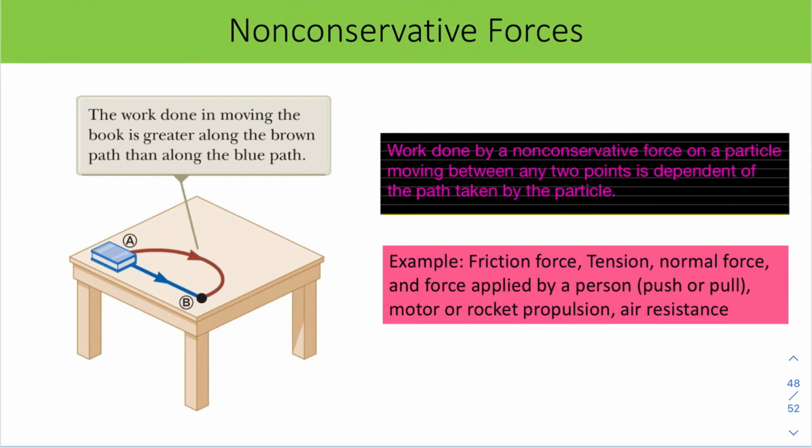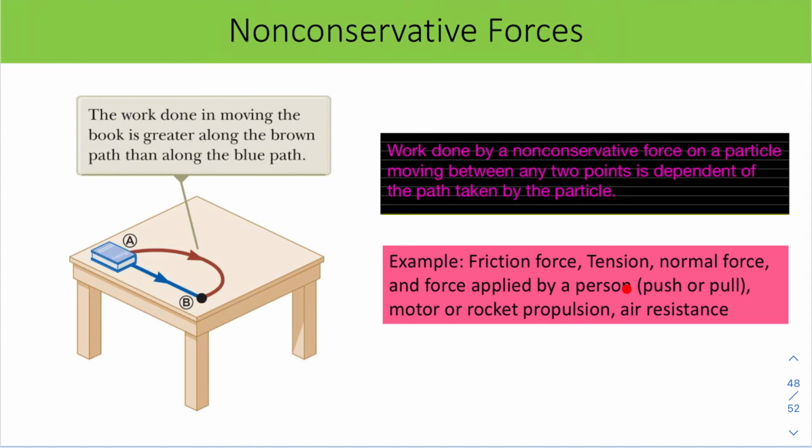Work done by a non-conservative force on a particle moving between any 2 points is dependent on the path taken by the particle. Examples are friction force, tension, normal force, and force applied by a person, push or pull. This is more complicated. Motor or rocket propulsion, air resistance, because all this while you have been learning that a push or pull is a constant force.